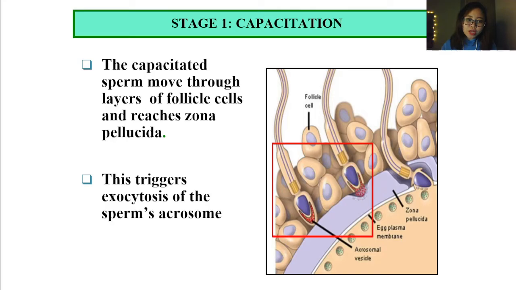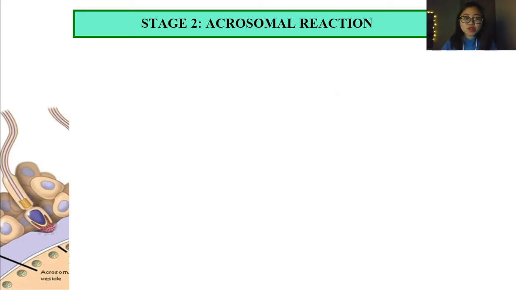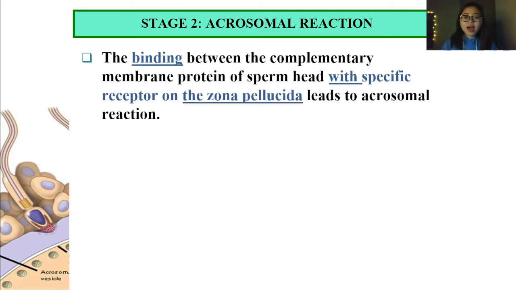When it reaches zona pellucida, this triggers the exocytosis of the sperm's acrosome. Dia sampai sudah di zona pellucida, ini akan menyebabkan acrosome itu keluarkan exocytosis, apa-apa kandungan yang ada dalam acrosome. And that brings us to the second stage, which is acrosomal reaction. Acrosomal reaction is the binding between the complementary membrane protein of sperm head with specific receptor on the zona pellucida and leads to acrosomal reaction.